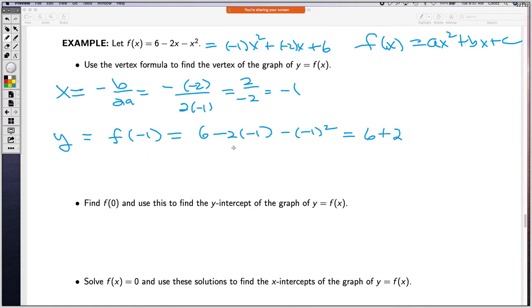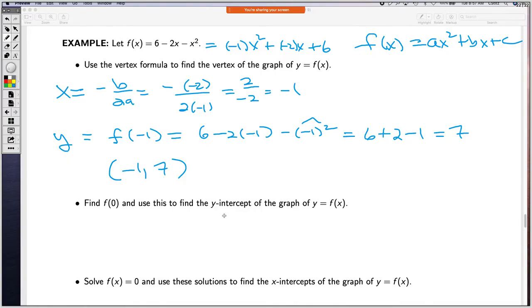Now let's look at what's happening here. The negative 1 gets squared first. So that's going to become a positive 1, but I'm still subtracting it. So my vertex is at negative 1, 7. Let's make sure we're all good with that. Okay. This kind of thing caused some mistakes on the last take home.